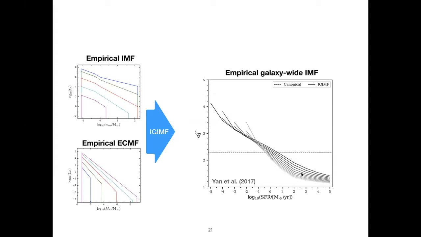Again, we plot the Apollo index for high mass stars as a function of star formation rate. And if you remember, this is our empirical IMF variations. It fits quite well.